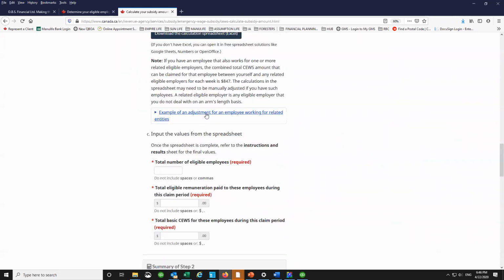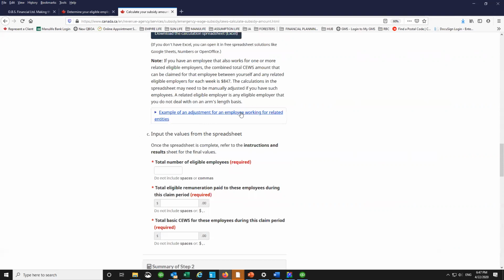There is a section here that talks about an adjustment for employees working for related entities. For those business owners that are incorporated, that would be associated corporations. So if you have associated corporations and you have employees that work for both, they're not allowed to claim under each company. Because they're associated, you have to break the claim up between the two companies.